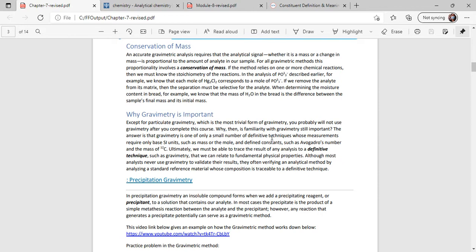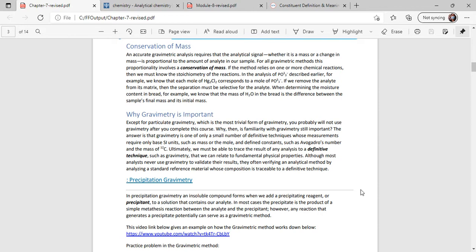The answer is that gravimetry is one of a small number of definitive techniques whose measurement requires only base SI units or standard international units such as the mass or the mole, and also the definition of fundamental constants such as Avogadro's number and the mass of carbon 12.